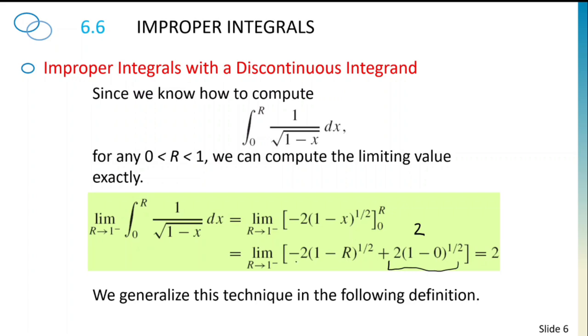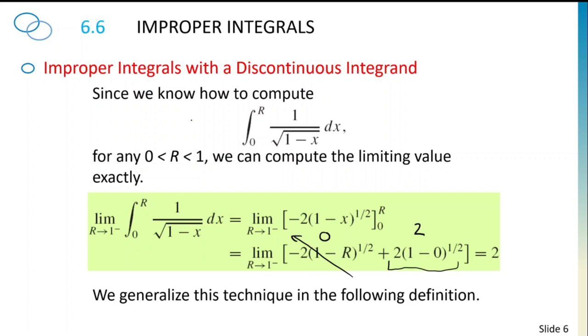Now looking at this term, take the limit as r approaches 1. Okay, let's try to replace 1. 1 minus 1 is 0. Under the square root, it's still 0. Times -2, it's 0. So basically the limit of this whole term exists and equals 0. 0 plus 2 equals 2. So the limit here exists and it equals 2.